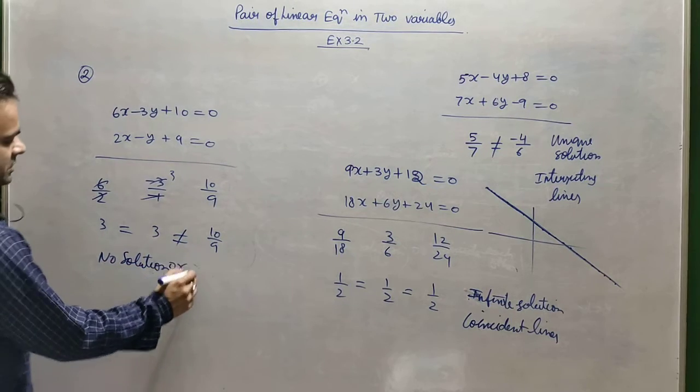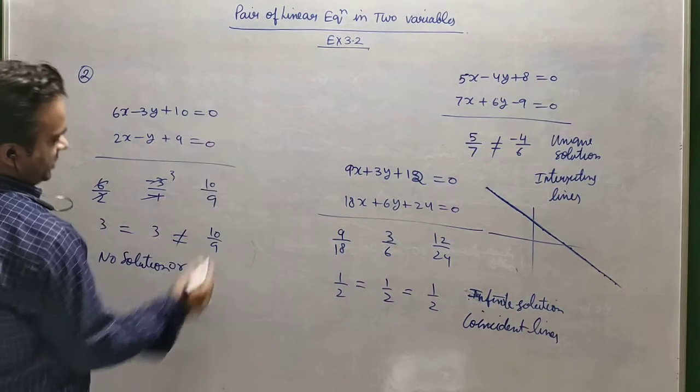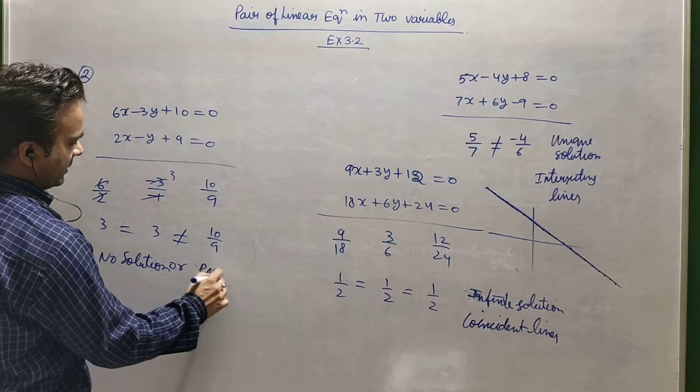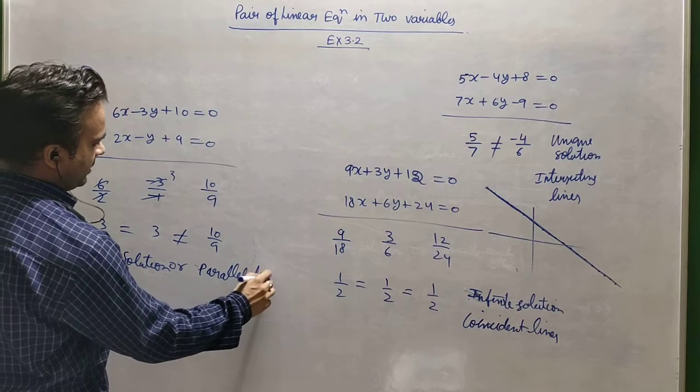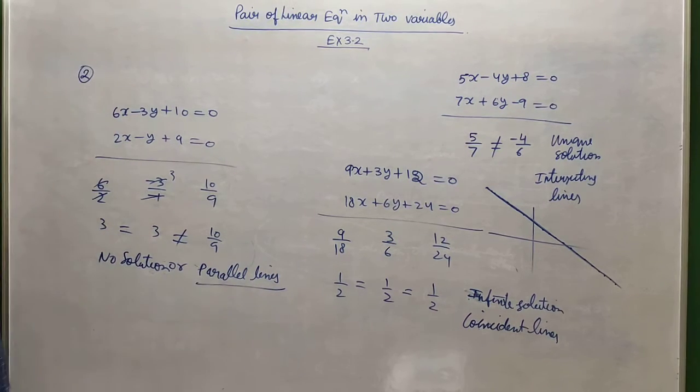So no solution means whenever you plot these two lines on a graph, you will get parallel lines. Parallel lines. Right? I hope this particular part is clear. Now question number 3 is again related to the same thing. We will compare the ratio of A1 upon A2, B1 upon B2, C1 upon C2, and we will check whether the pair of linear equations is consistent or inconsistent.